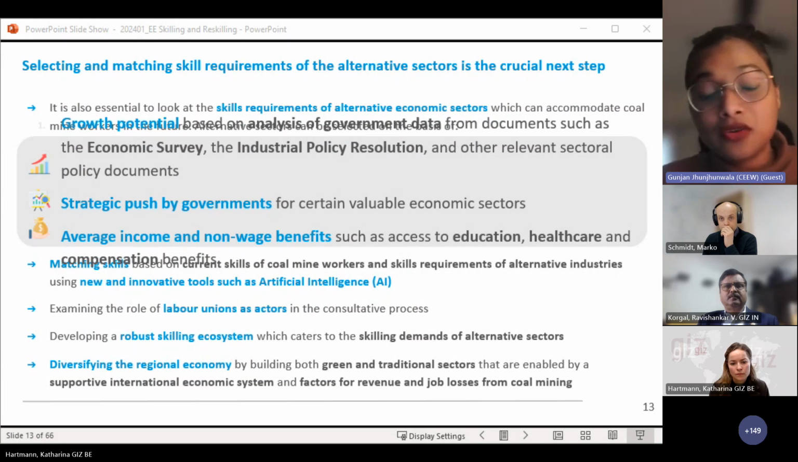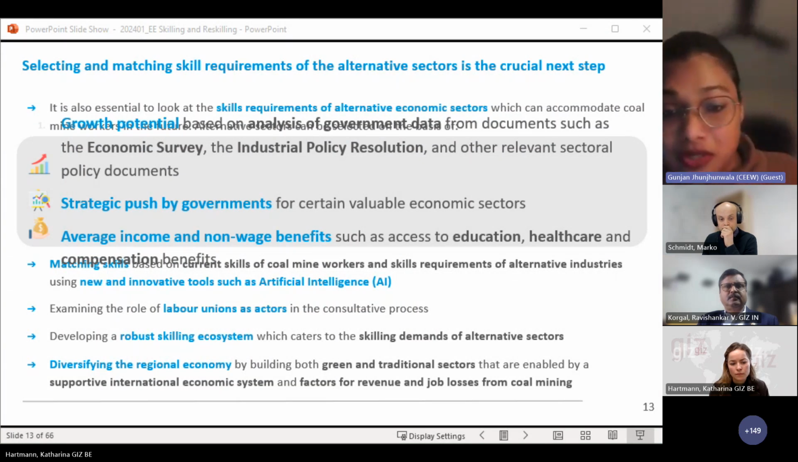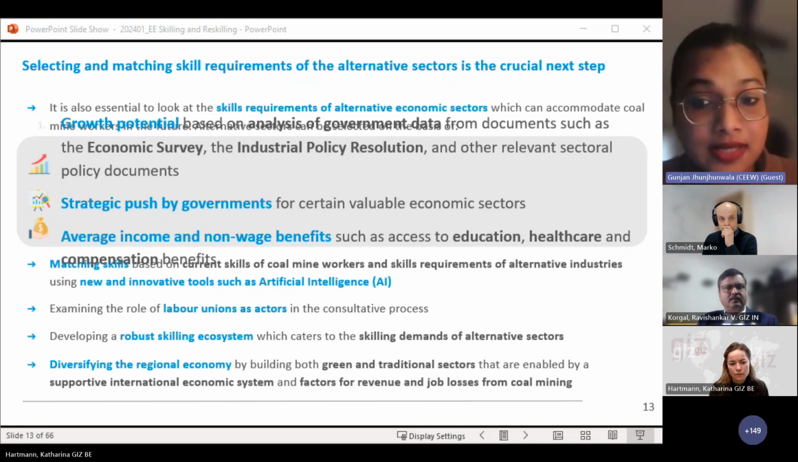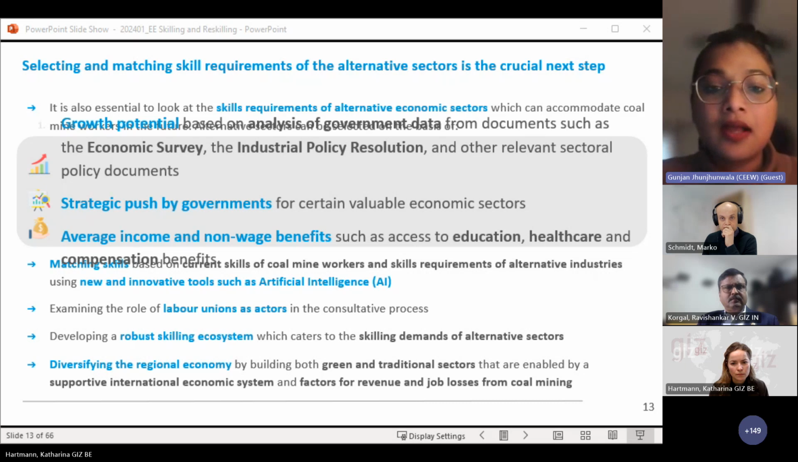We also needed to identify whether the average income in the coal mining across the occupational map that I presented to you matches what these other sectors are paying, and if there are any similar and matching non-wage benefits like education, healthcare, whether that's an organized sector or an unorganized sector, and what are the compensation and other forms of benefits and so on.